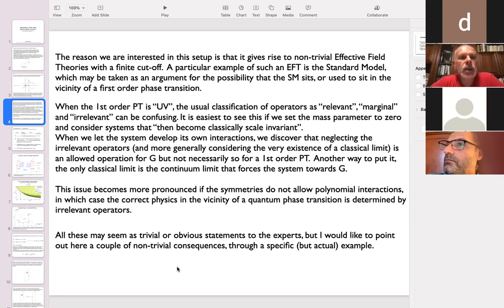So one of the reasons that we are interested in this setup, this first order quantum phase transition, is that they give rise to non-trivial effective field theories with a finite cutoff. And this is the real world. If you wish, this is the standard model. So a natural question that one can ask: how can you describe the vicinity of a first order phase transition with a finite cutoff?